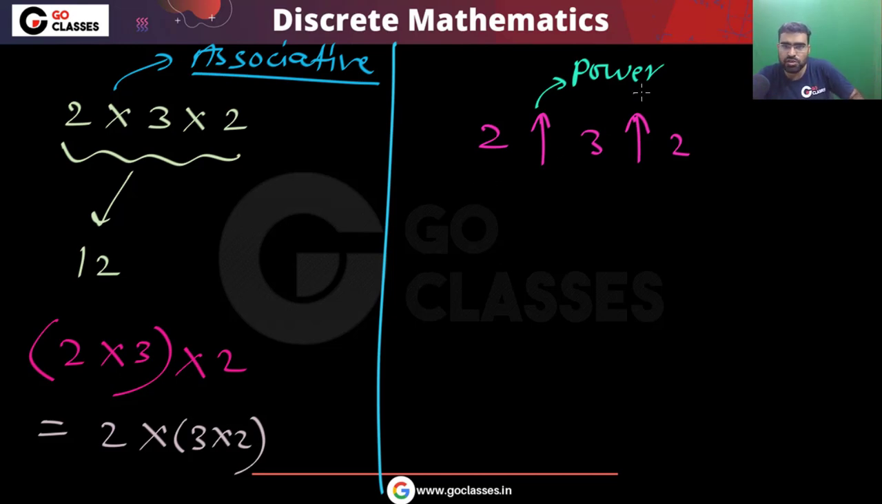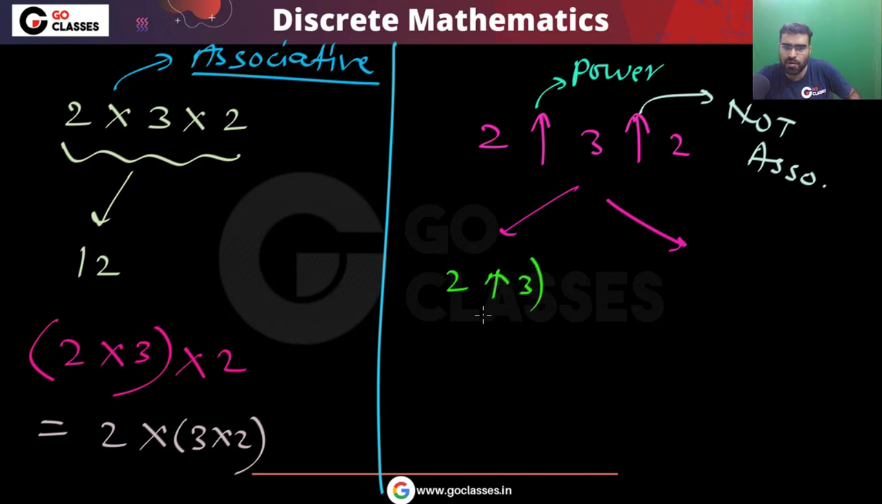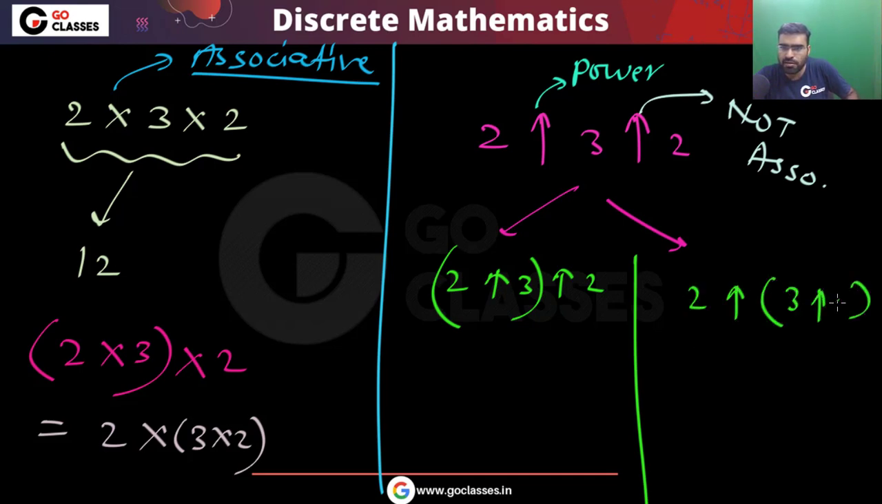Why? Because power is not associative. Again, there is ambiguity. If I evaluate 2 power 3 power 2 like this, the answer will be different, and if I evaluate it like this, the answer will be different. See, here what will be the answer?